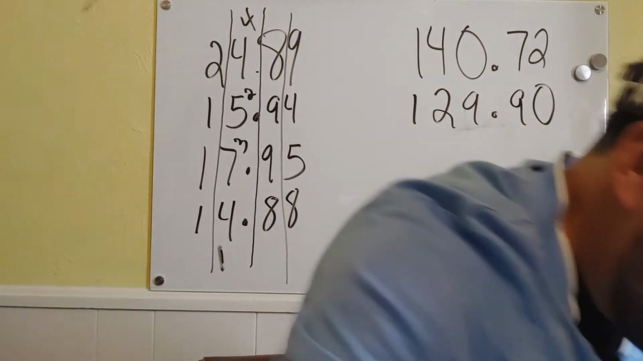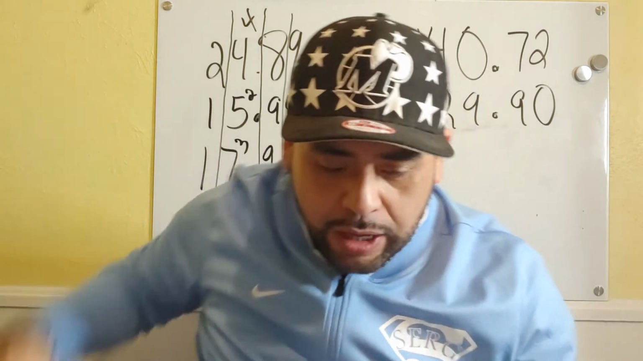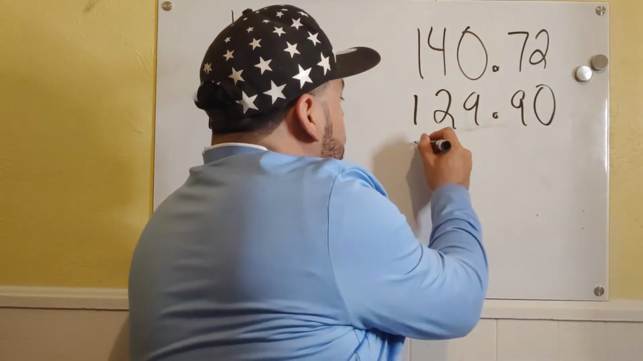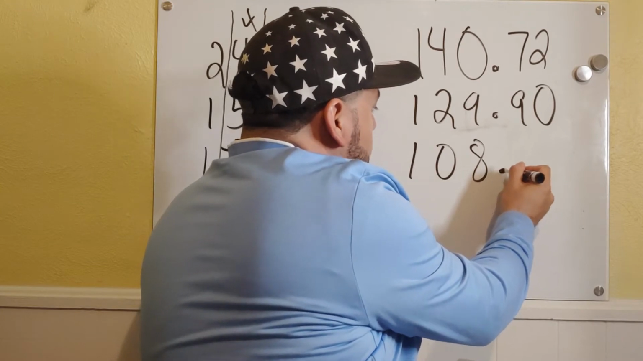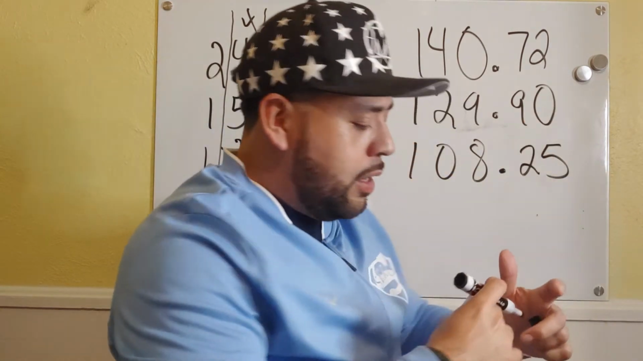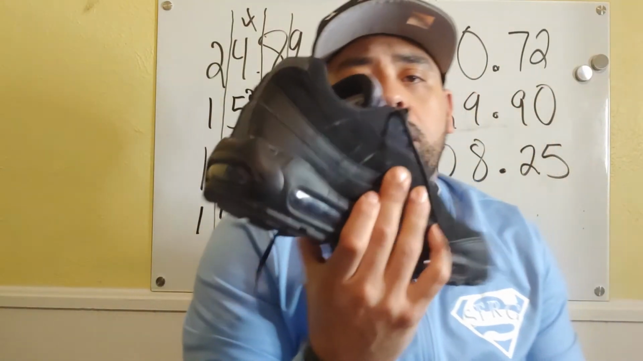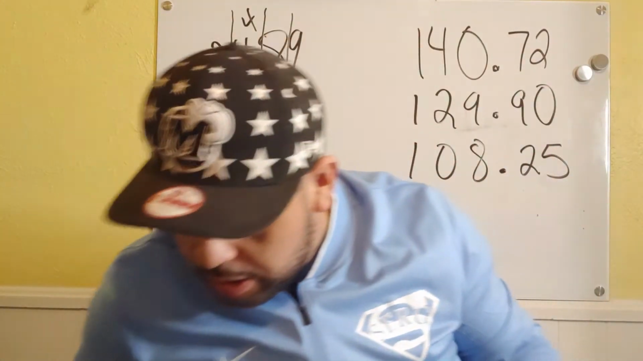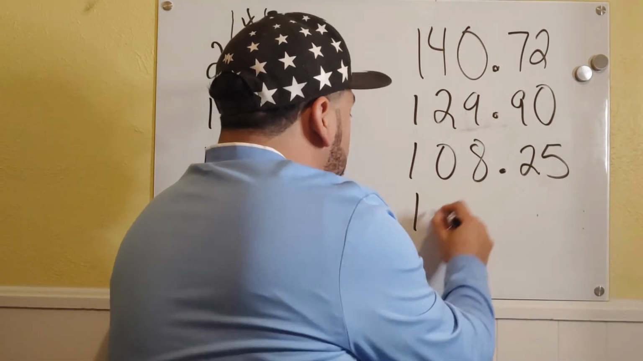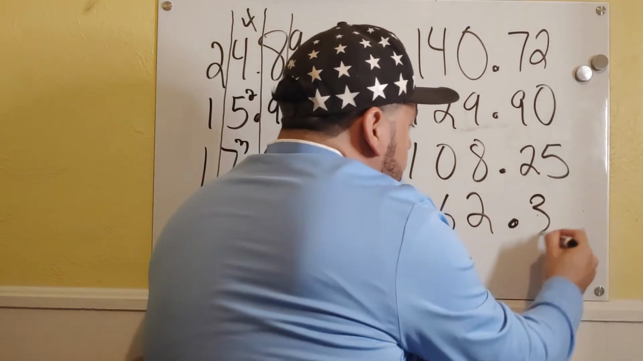And my Zooms, I got these on sale. Boom, I haven't worn these in a while. Still almost brand new. I think I wore them once or twice. I paid $108.25. And last but not least, Air Max 95s. I paid $162.38. So on the previous one, we did least to greatest.